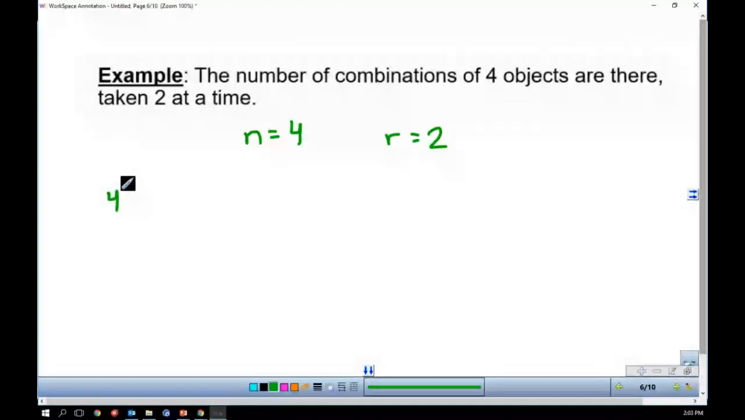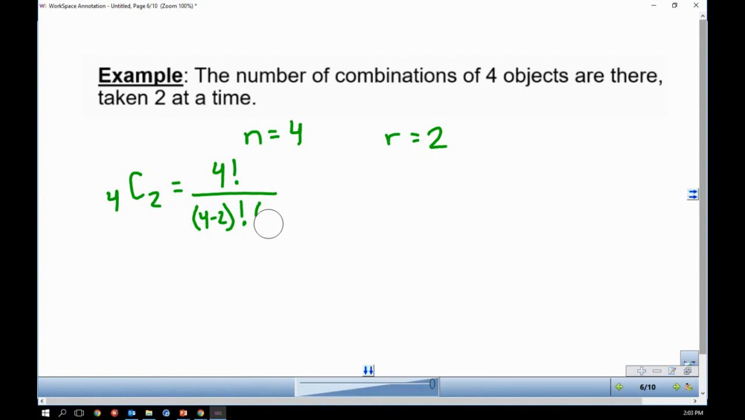So if we set up our formula to be 4 factorial on top over 4 minus 2 factorial times 2 factorial, it would be 6. Now, there are 6 ways.